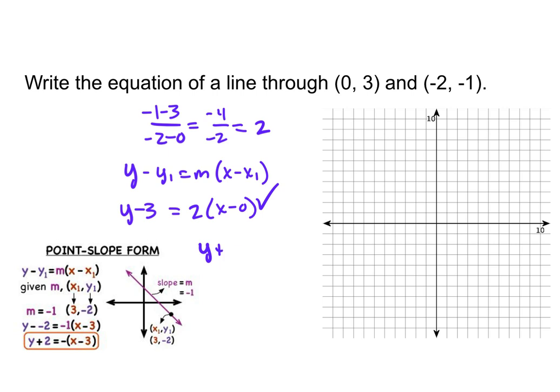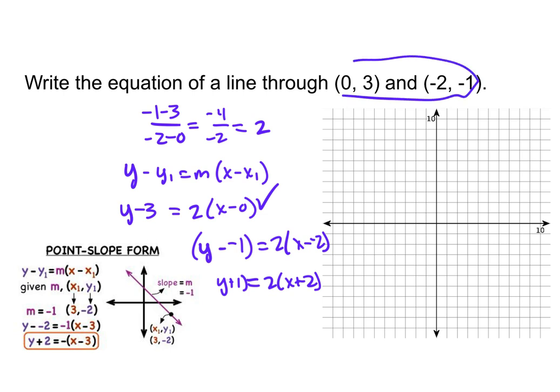I could also say y plus 1. Okay, let me back up. It's going to be y minus a negative 1 equals 2 times x minus a negative 2. Those are both representations of this line, the line between these two points: 0, 3 and negative 2, negative 1. There's my equation right there.